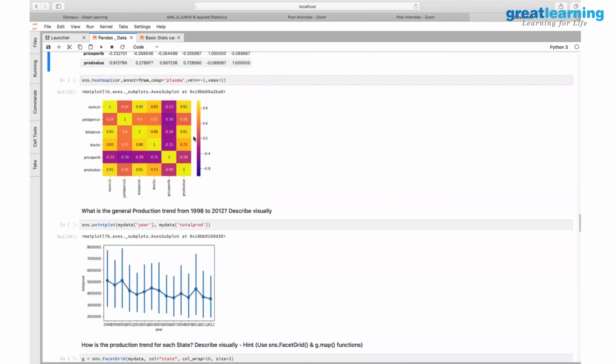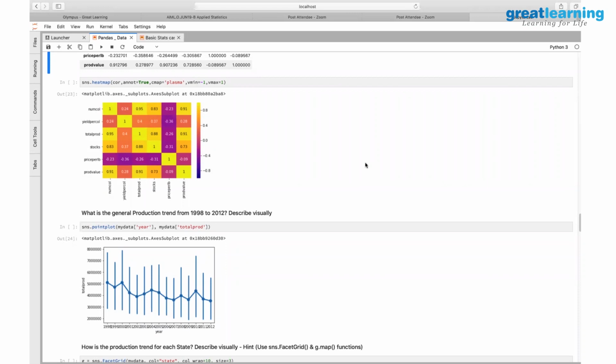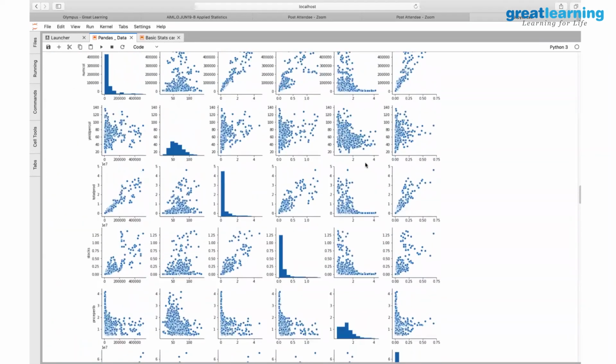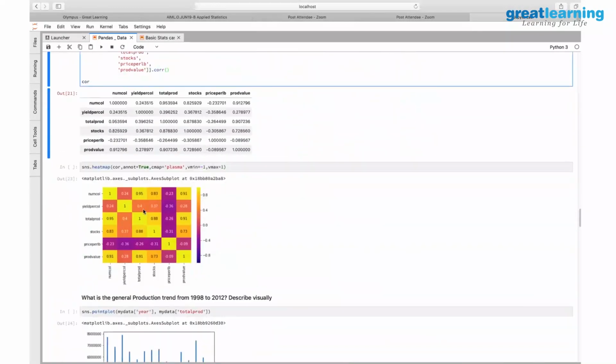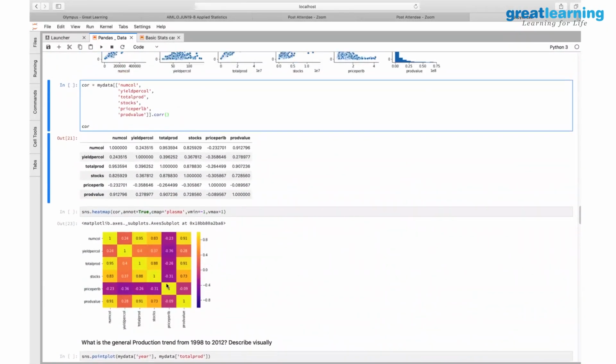Okay, but how do we find this out? That colorful graph down there, that's a heat map, right? Yes, this is a heat map. How to get this heat map? How to find out the equation from this?